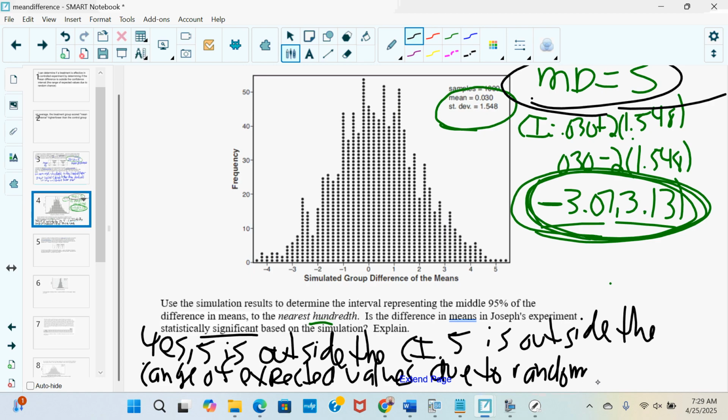I like that second sentence better because it just shows more understanding. But if you say yes, it's outside the confidence interval, that's fine. But again, the reason that's the case is 5 is outside the range of expected values due to random chance. I wouldn't have gotten that big of a value due to random chance. So the reason I got that 5 is the scented paper worked, the treatment worked.